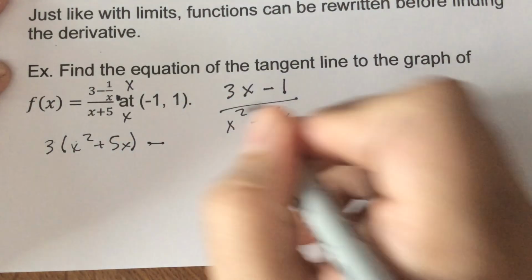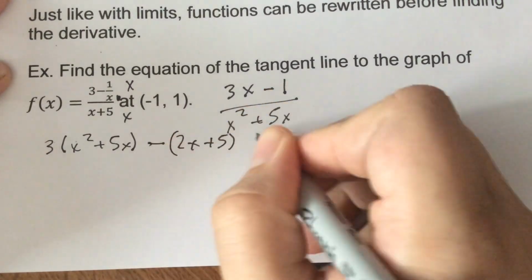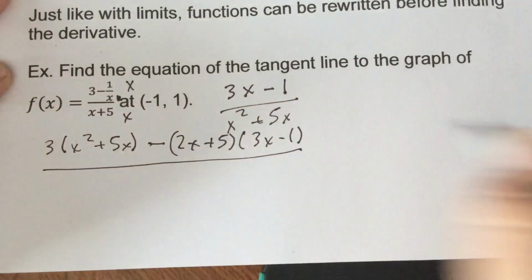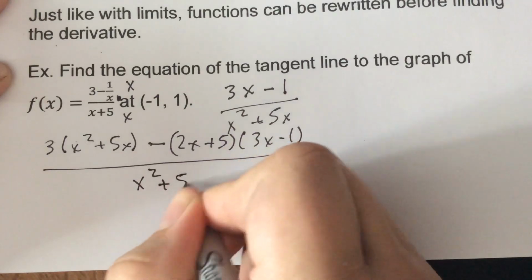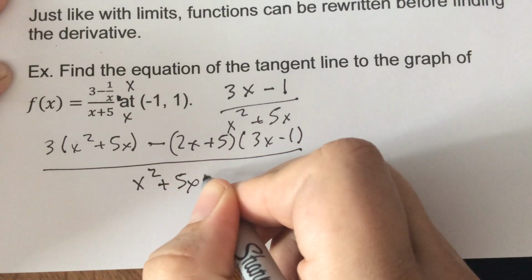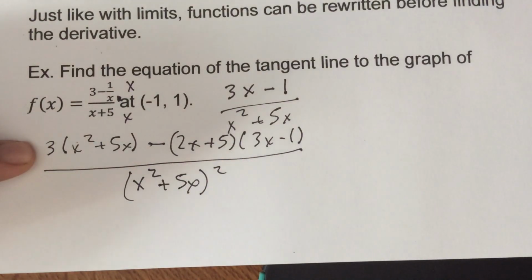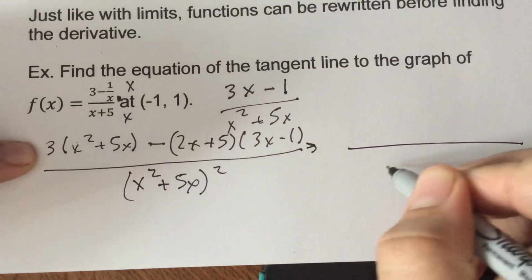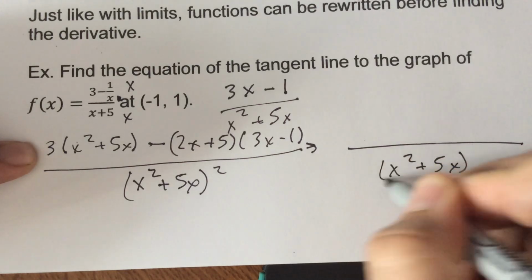Minus. Derivative of the bottom would go to 2x plus 5 times our top of 3x minus 1. And it'd all be over x squared plus 5x squared. So top here we can distribute in. Bottom's still going to be x squared plus 5x. Nothing's going to change there.